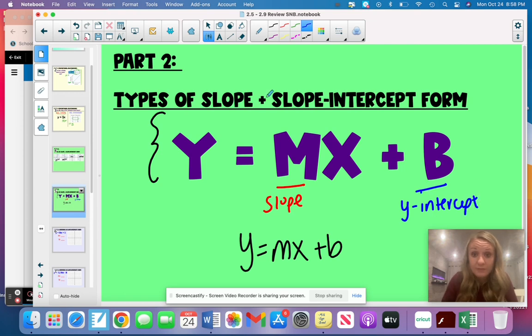So again, you will have to know all of this by memory. You just got to memorize it. This will carry with you all the way until you graduate high school. So just know it, love it, memorize it. Y equals mx plus b.